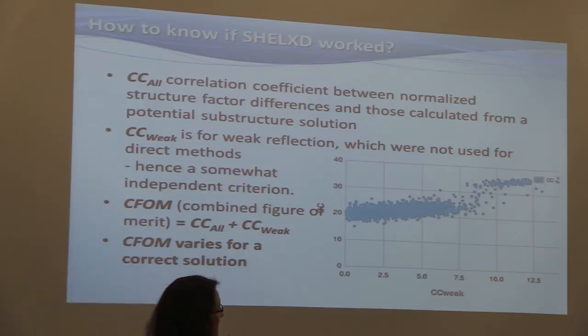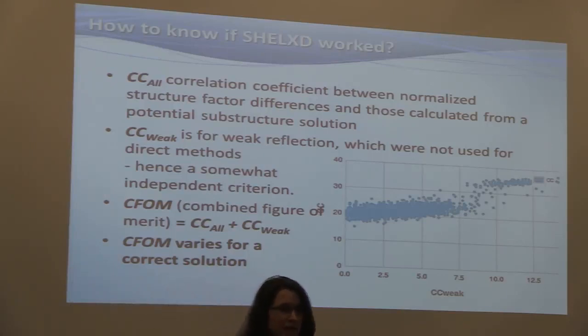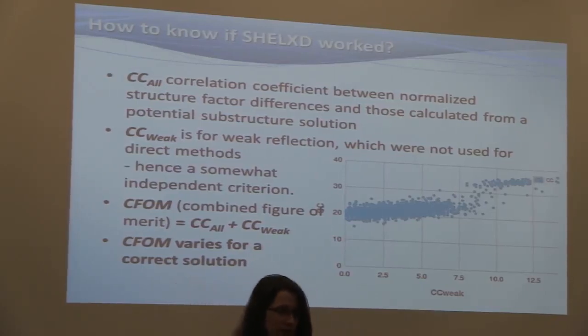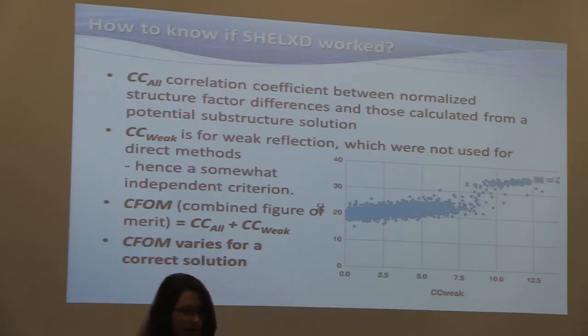Now, because that's more or less the information we put in to find the substructure, this is not a very independent criterion. The other criterion we can use is to take all the weak reflections that we didn't use in direct methods and look at their correlation coefficient with the substructure. That's CC weak. And CC weak, therefore, is slightly more independent of the substructure search than CC all. In order for a substructure to be good, both of them would need to be high. High CC all, high CC weak.